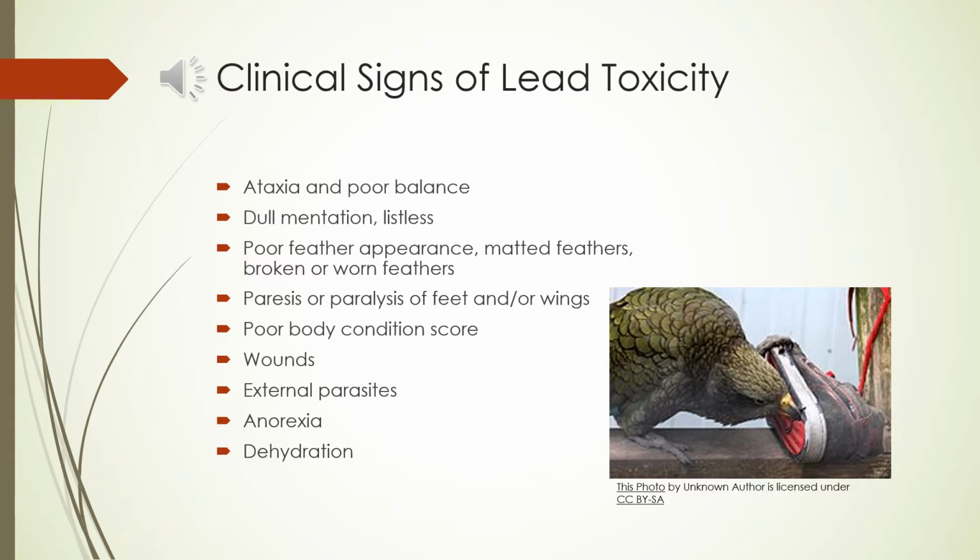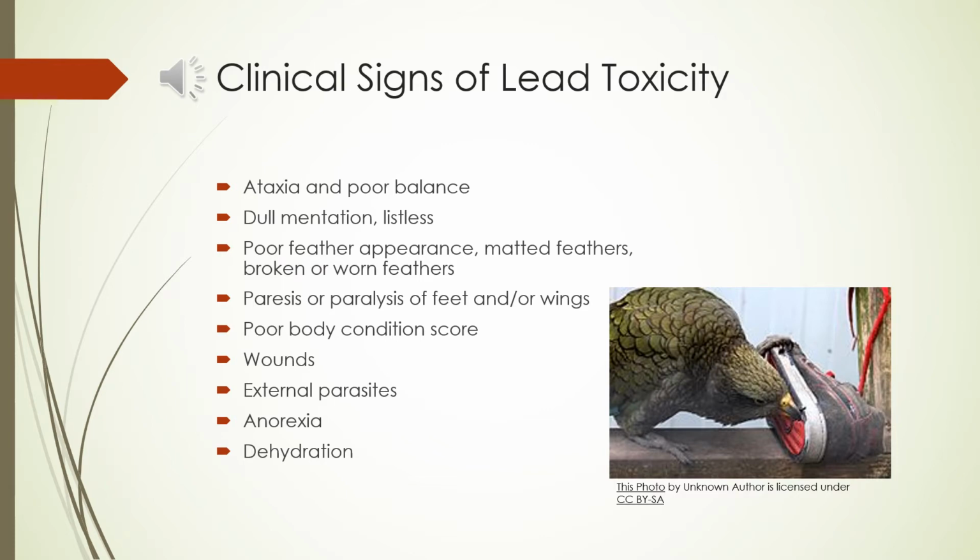They often have a dull mentation and are quite listless. The feathers might be broken and worn or matted in appearance and might be quite ruffled. Paresis or paralysis of the feet and wings, that's relating to the demyelination. They have a poor body score, they're often unable to feed themselves, or the gastrointestinal tract is shut down, they'll be quite malnourished and potentially have crop stasis.